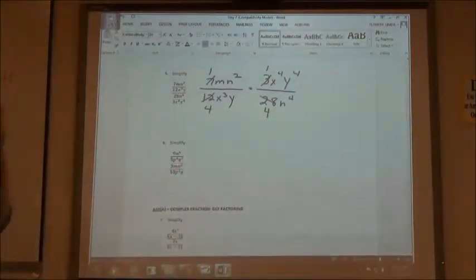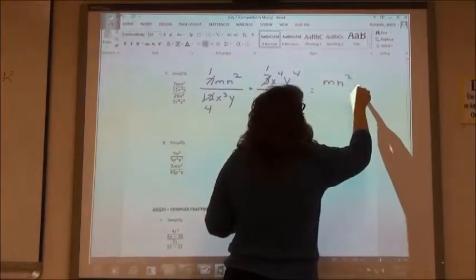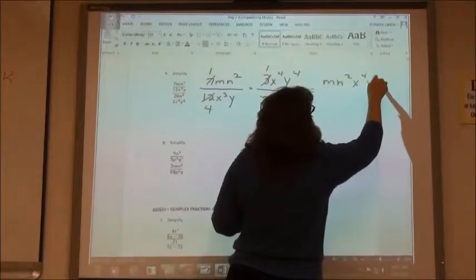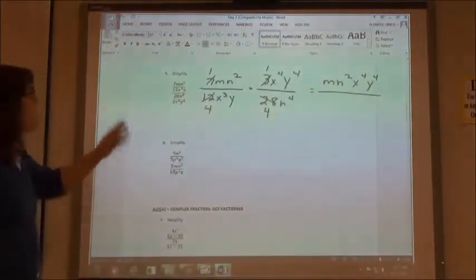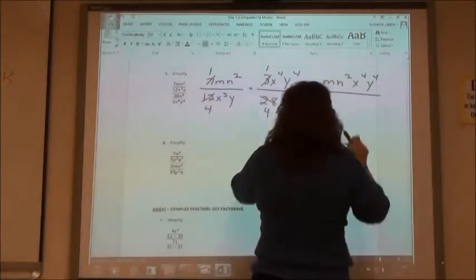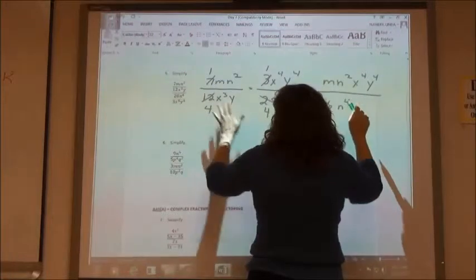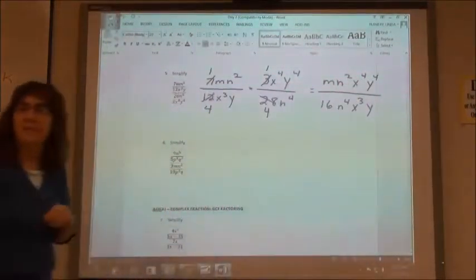So on the top, I have an m, an n squared, an x to the 4, and a y to the 4. On the bottom, 4 times 4 is 16. And then I'm going to put the n to the 4th first, and then the x to the 3rd, and the y, just so they line up nice and neat.